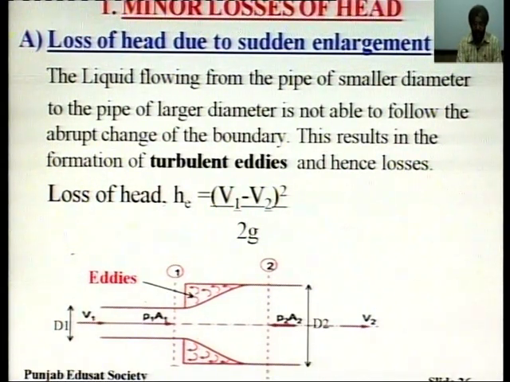Now we will see what the different types of minor losses are. The minor losses of head may be due to various reasons. The first one may be due to sudden enlargement. The first case, the loss of head due to sudden enlargement. Now the liquid flowing from the pipe of small diameter to the pipe of larger diameter is not able to follow the abrupt change of the boundary. This results in the formation of turbulent eddies and hence losses.